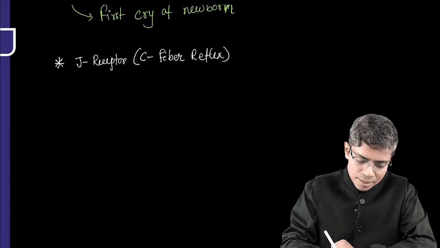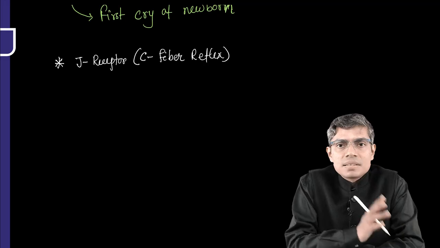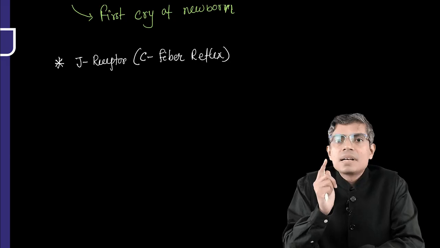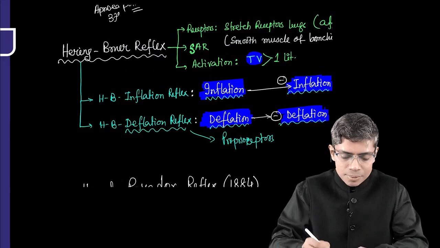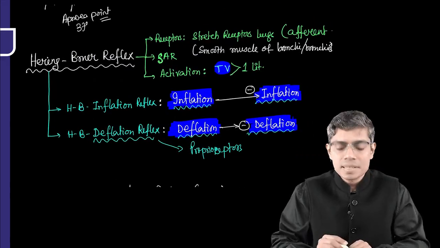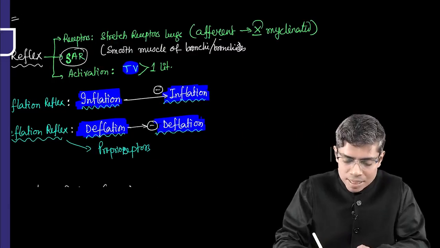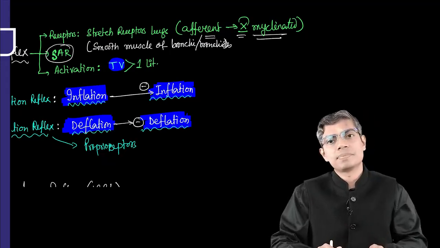So what is C fiber? You have seen in neuronal classification that there are 3 types of nerve fiber: A fiber, B fiber, C fiber. C fiber is the unmyelinated nerve fiber. Previously I told you that if you look at this Hering-Breuer reflex, they are the slowly adapting receptors, and what is the afferent? Afferent is the vagus nerve. What kind of vagus nerve? Myelinated fiber of vagus nerve.